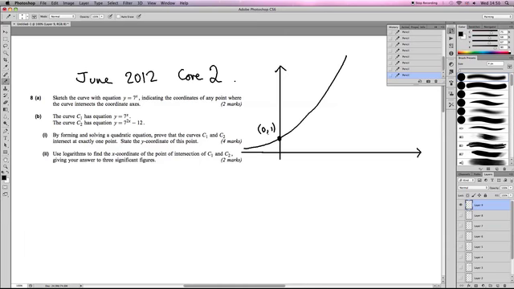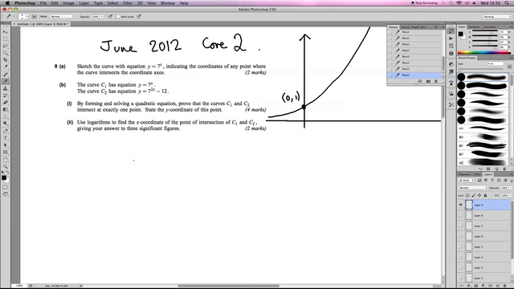So move on, really. Curve 1 has that equation. Curve 2 has this equation. By forming and solving a quadratic equation, prove that curve 1 and curve 2 intersect at exactly 1 point. State the y coordinate of this point. They're intersecting, so you've got to make them equal to each other. You might get a method mark for that, but yeah, go for it.